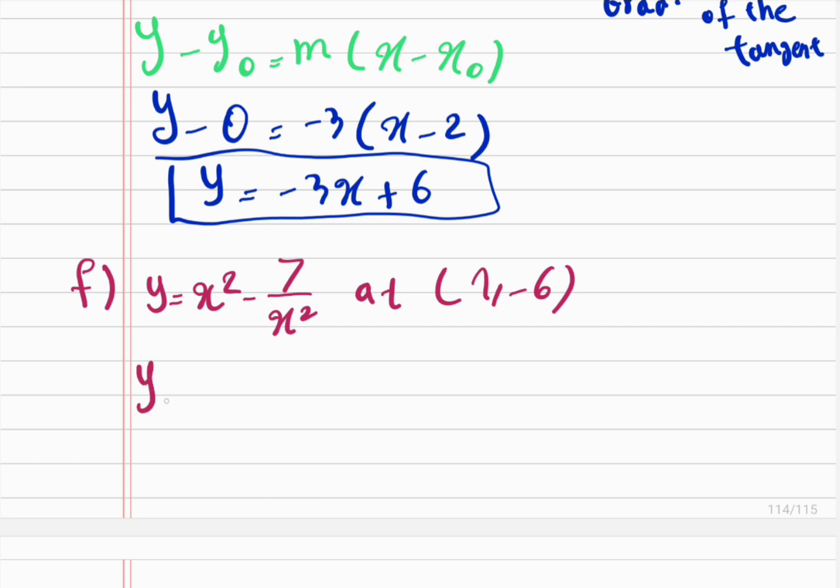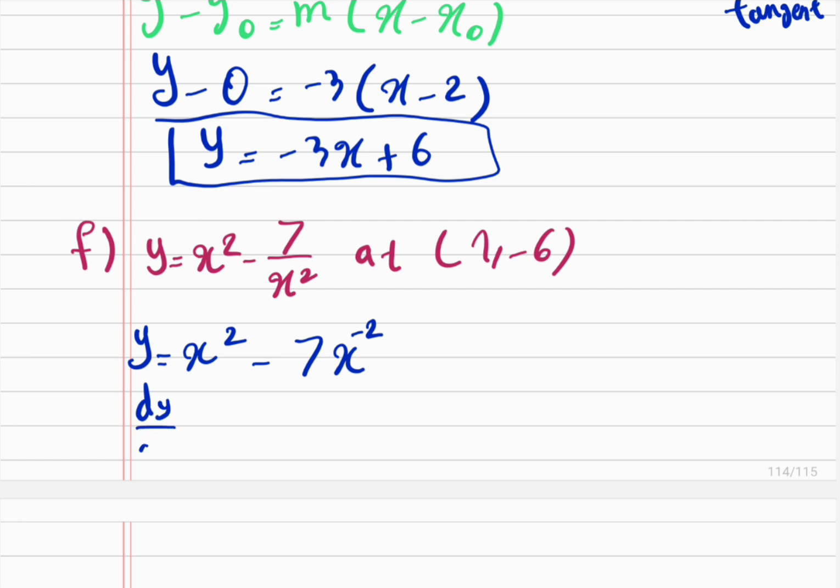So we want the equation to be in the form x to the power of n. So in this case, the first term is fine. Now for the second term, we will write this as x to the power of minus 2. And now it's in the form of x to the power of n, where n is an integer in this case. So we now can find dy by dx, which gives us 2x minus, so here minus 2 times minus 7 is 14, and then x to the power of minus 3.